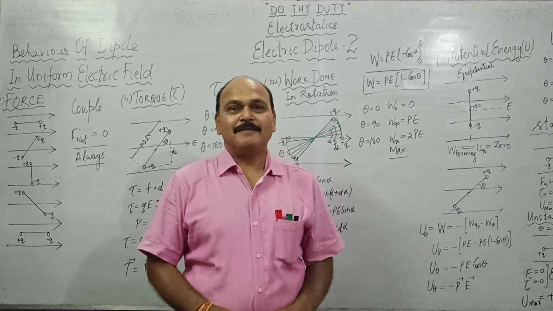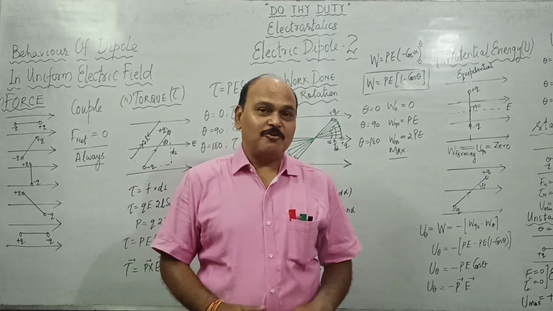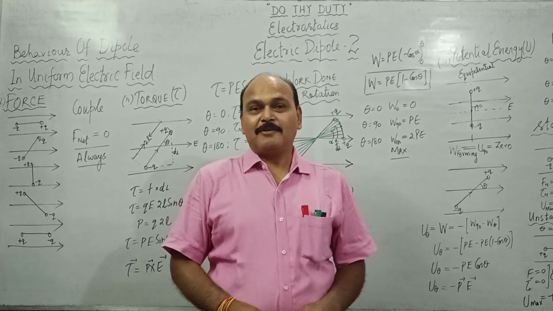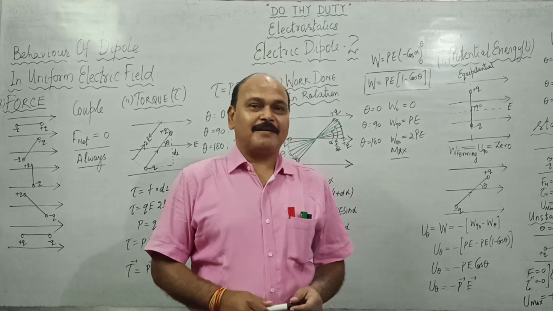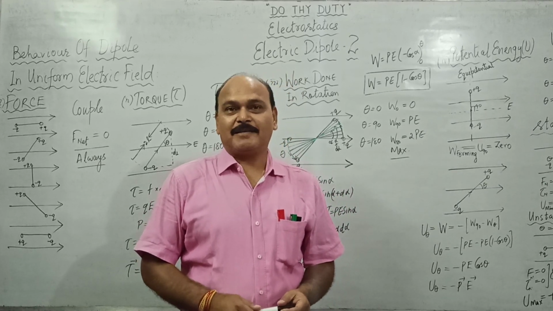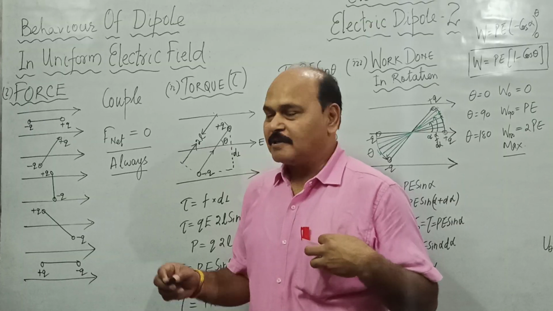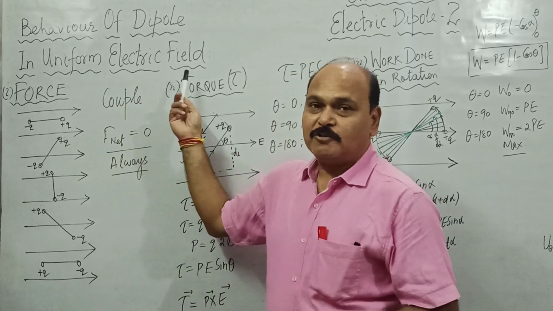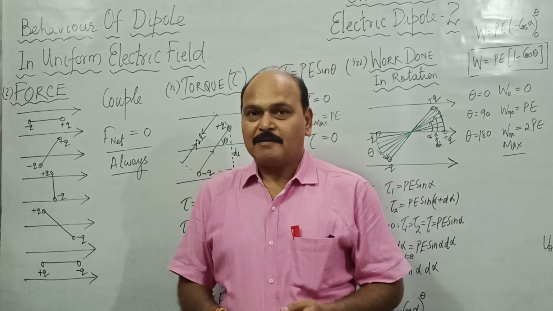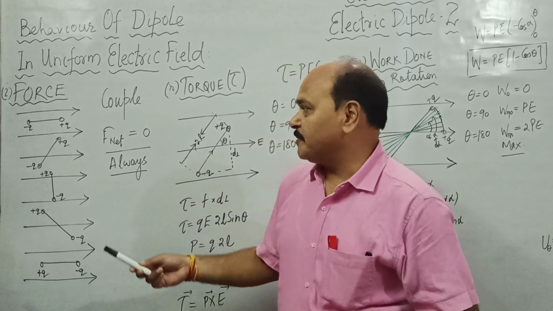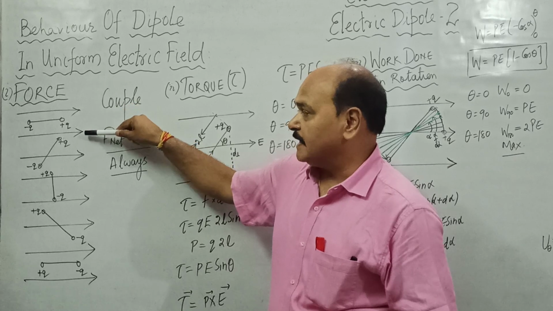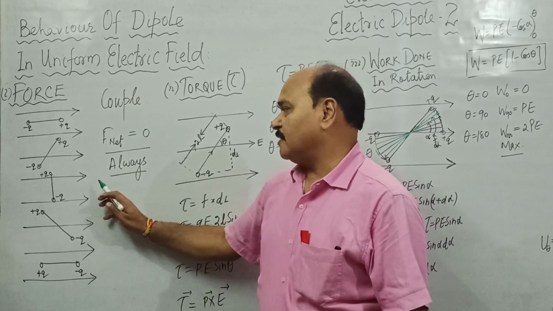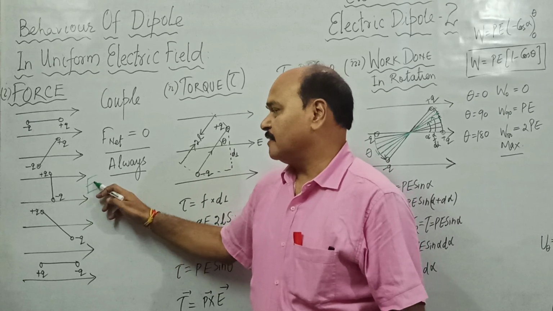Hello everyone. In the class today we will continue with electric dipole we started last time. Today we will study behavior of electric dipole in uniform electric field. So children, let's discuss the force acting over electric dipole in uniform electric field. This uniform electric field is always represented by equidistant electric lines of forces. So this is representation of uniform electric field.